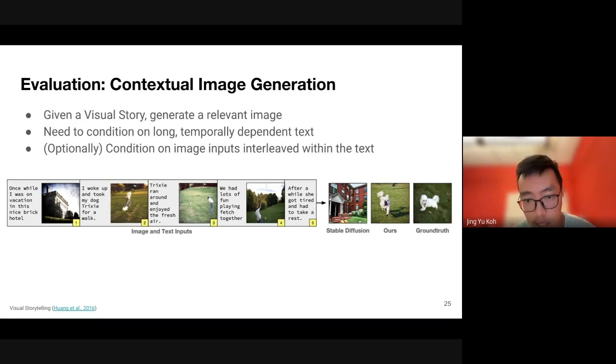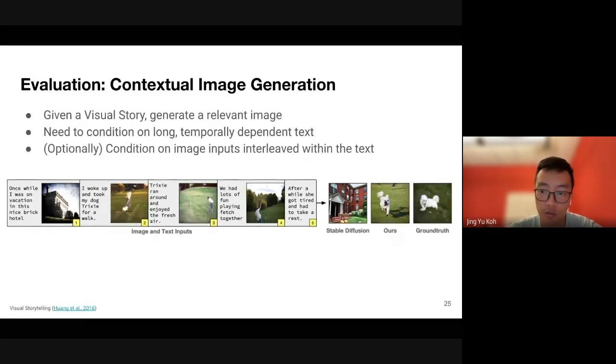So when you put this entire story sequence into our model, it's able to condition on the corresponding context, even though it's very long. It's able to condition on image inputs to generate more semantically relevant outputs. So in this case, Stable Diffusion actually generates some kind of house, hotel-like thing, whereas our model understands that the last caption is referring to the dog here, and it produces the relevant output that is much more similar to the ground truth.